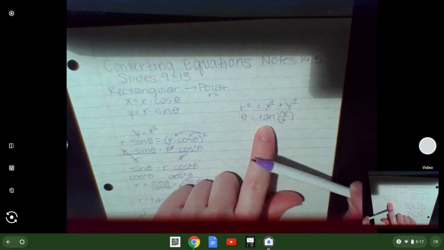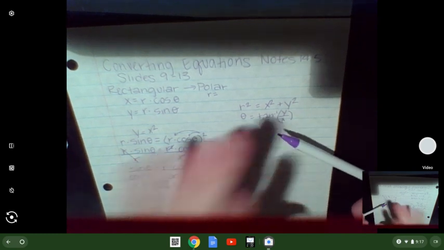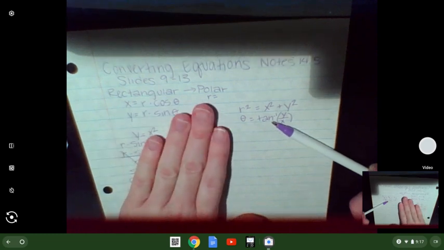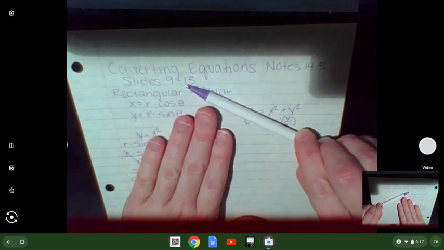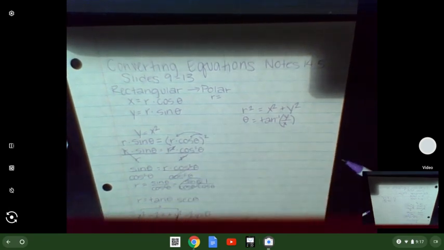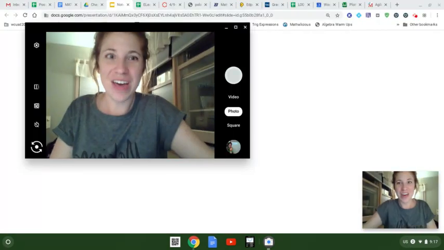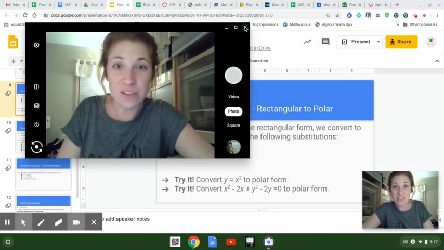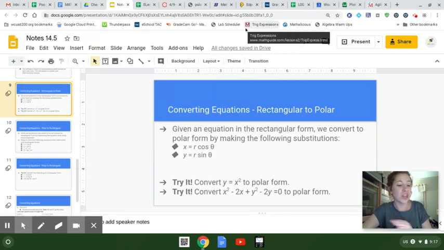So at this point, if you wanted to do some practice going from rectangular to polar, I actually want you to fast forward to slides 12 and 13. They have some practice for you. I would highly, highly encourage doing some of that practice. Once you have done practice, then I want you to go ahead and continue with the next video, which would be converting the other direction, converting from polar back to rectangular coordinates.